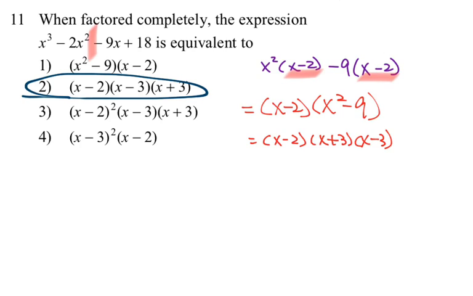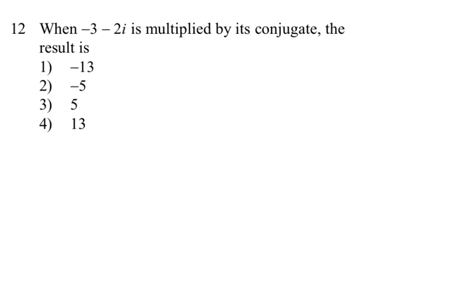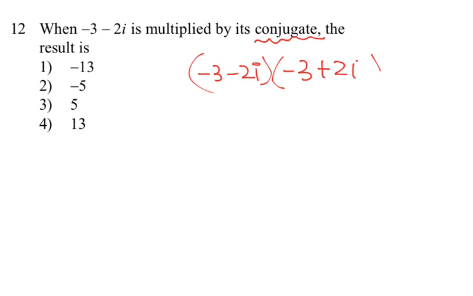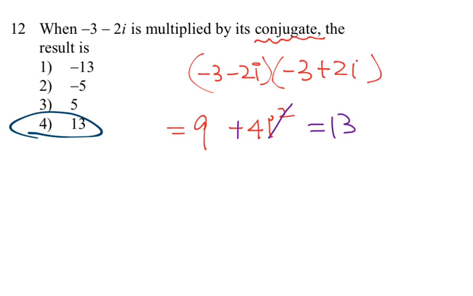Alright, let's look at the next question. Number 12. For the conjugate, that means we are keeping everything as it is, except the sign in the middle will be switched. So we have negative 3 plus 2i. But once you multiply them, this ends up being a difference of squares. So we get 9 minus 4i squared, but i squared is equal to negative 1. So we get 9 plus 4, which is 13.